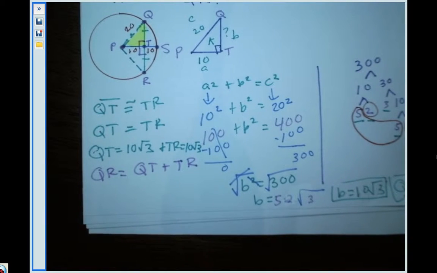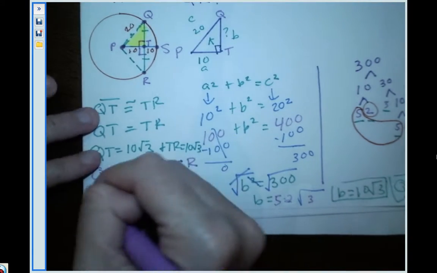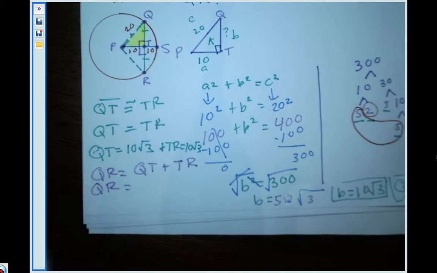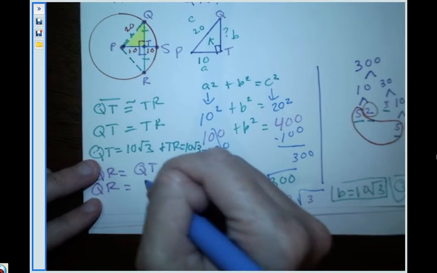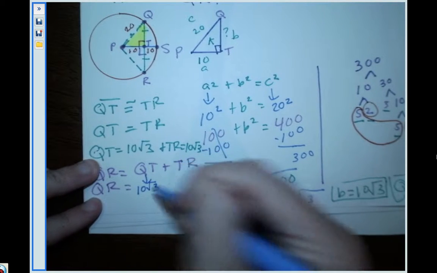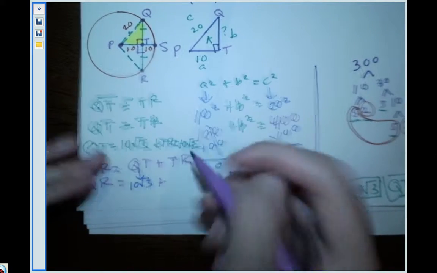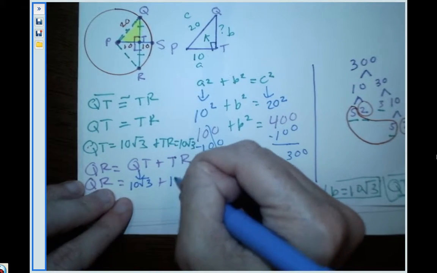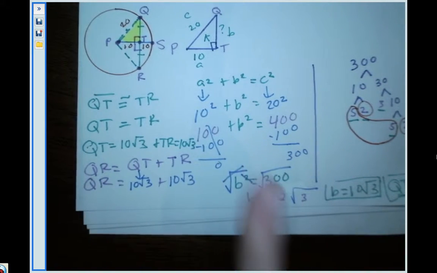Alright, let's fill in these values and then we'll be done with this problem. Let's go. Alright, so QR equals QT, which is 10 root 3. Nice. Plus TR, which is also 10 root 3. Now we have to be very careful when we simplify this, you guys, because square roots can be a little tricky, and I'll explain why.